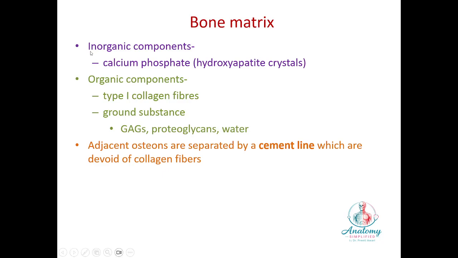The bone matrix in the lamellae is made up of inorganic and organic components. The basic inorganic component is hydroxyapatite crystal, calcium phosphate. The organic component is type 1 collagen fibers and ground substance, which has glycosaminoglycans and proteoglycans. Adjacent osteons are separated by a cement line, which is devoid of collagen fibers. Sometimes you can see the cement line in the longitudinal section.